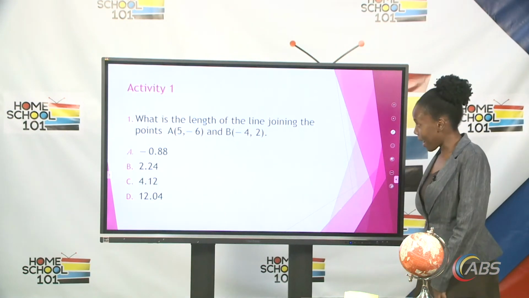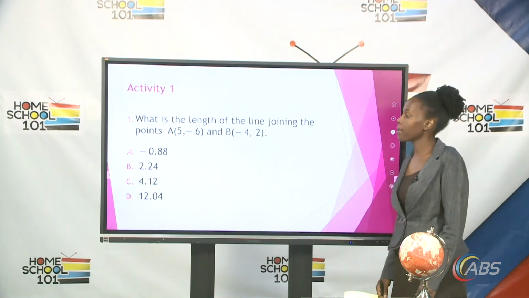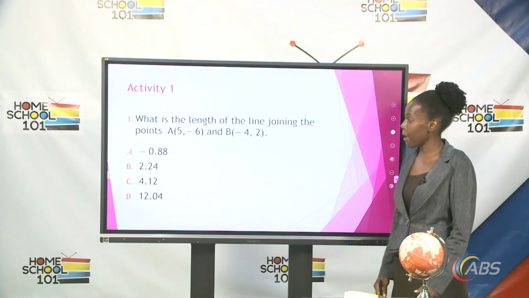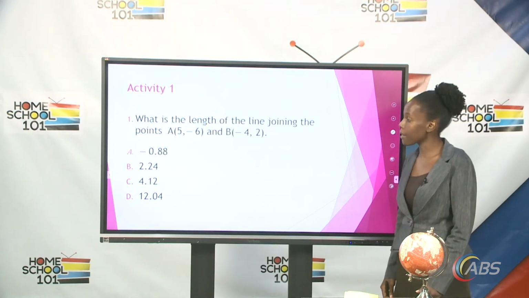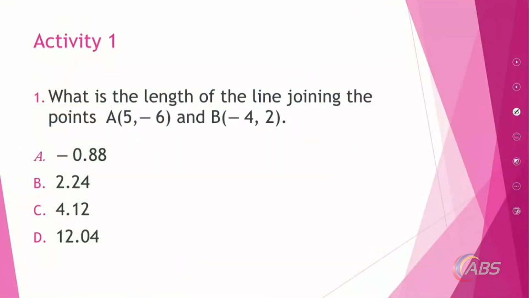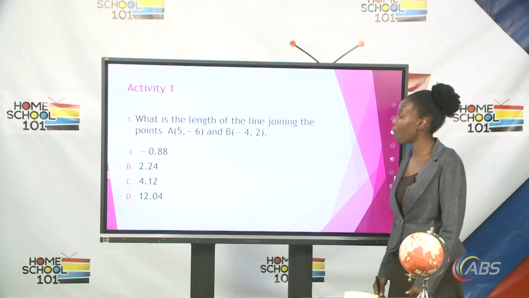So we have an activity here. The first activity: what is the length of the line joining the points A with coordinates 5 and negative 6 and B with coordinates negative 4 and 2? Make an attempt at this question. Remember, use the formula for length, and the formula is simply the square root of x2 minus x1 all squared plus y2 minus y1 all squared.